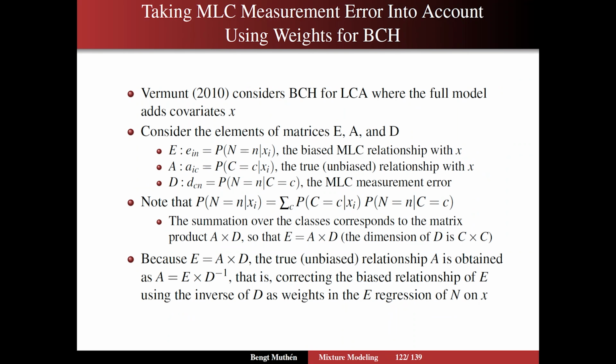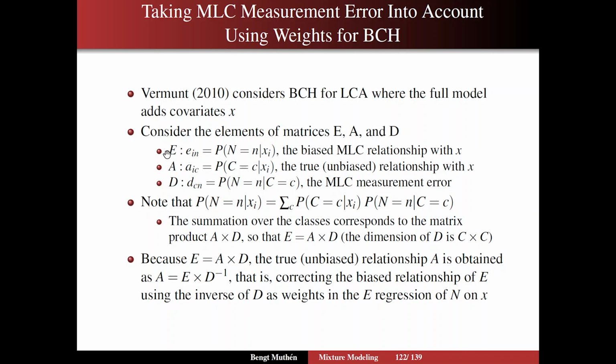Now for BCH on slide 122, it's a little bit more involved, but Jeroen Vermunt in his 2010 paper has made a nice summary of it, or expansion of the BCH approach, because the BCH comes from the three authors of the original article from 2004, Bolck, Croon, and Hagenaars. He considers BCH for an LCA where the full model adds covariates. So the extra variables are the covariates X. And he considers three matrices, E, A, and D.